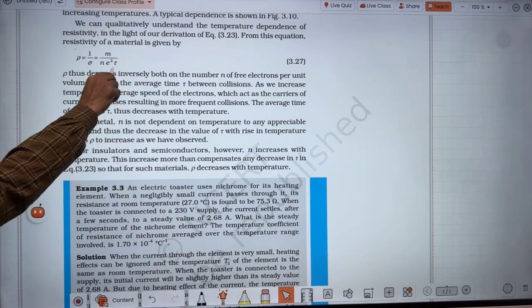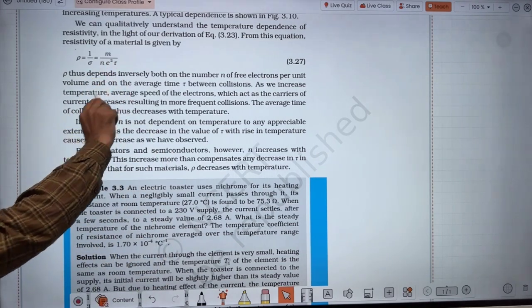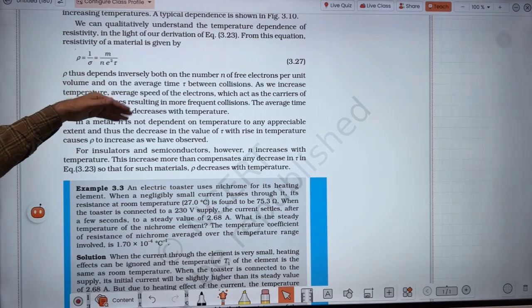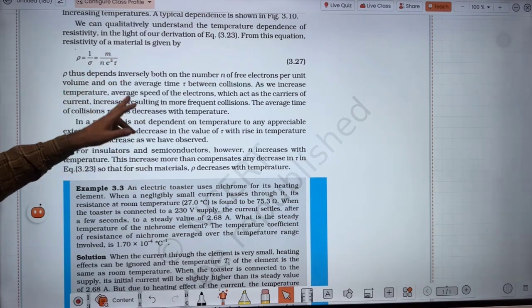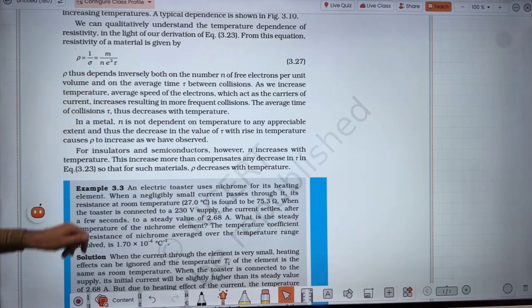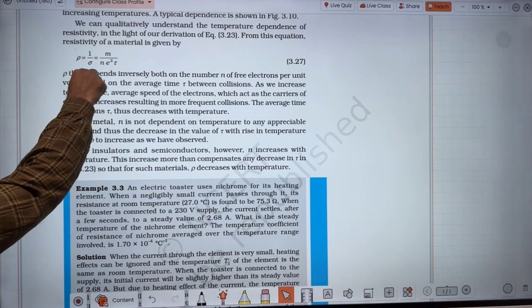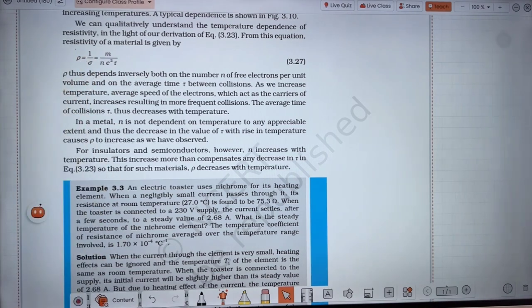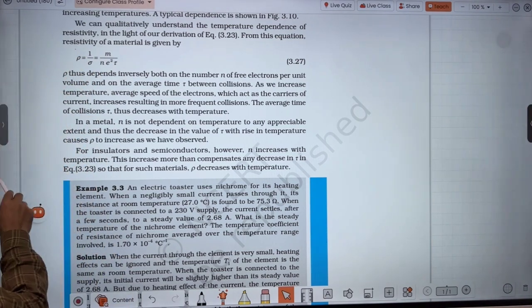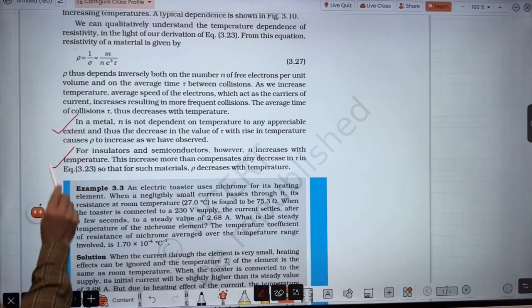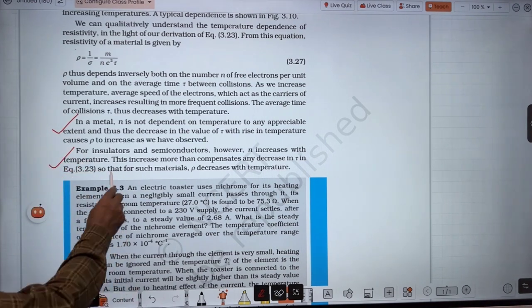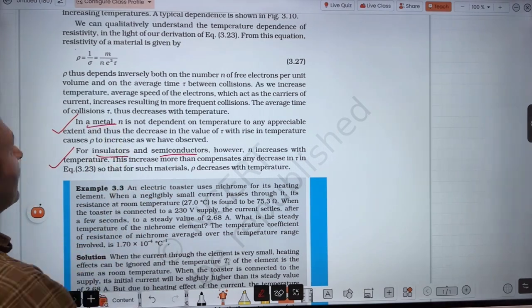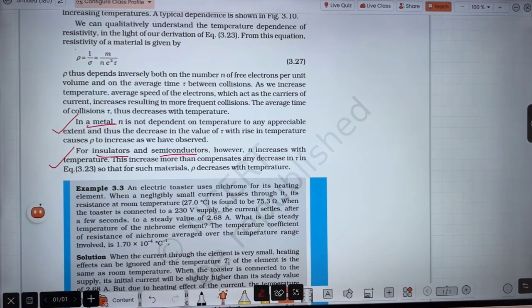So here, if tau decreases, then n will increase, but the value of n will be very large as compared to tau. So even if tau decreases, n will compensate for it and the conductivity will be larger despite that. So these two points are important. You have to remember what happens to resistivity if temperature is increased in case of metals, and in case of insulators and semiconductors. So both cases are just opposite.